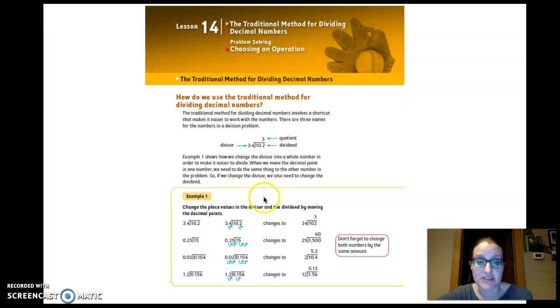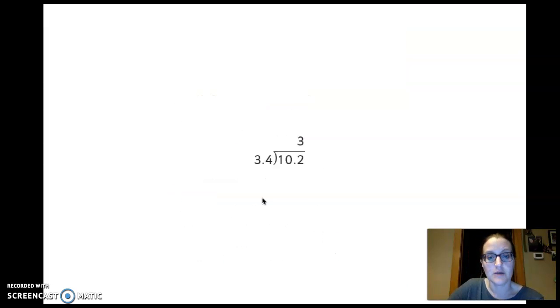So that changes it to 34 divided by 102, which is 3. Now you can see that they did the same process for the next 3, just like they did in the tutorial. So a huge thing to remember is don't forget to change both numbers by the same amount when you're moving that decimal, okay? So over here, they're just giving us a larger example of what we just talked about.